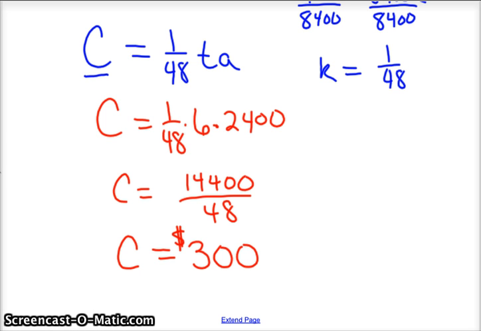And that's joint variation. Honestly, it doesn't get a whole lot more difficult than that.